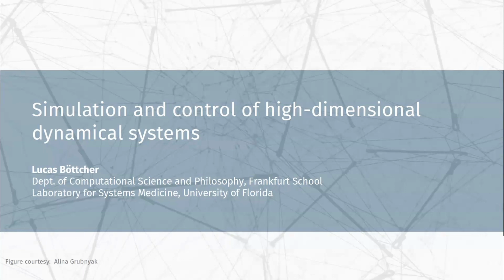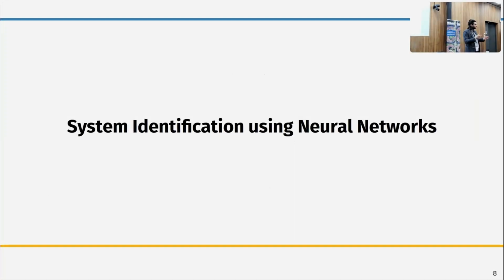The main part of my talk is structured as follows. I will first focus on some basics on system identification, which basically means that I want to learn dynamical systems based on observational data. And I want to do that using artificial neural nets. Then in the second step, I want to connect these types of approaches to control dynamical systems. And then I will also show you a few applications.